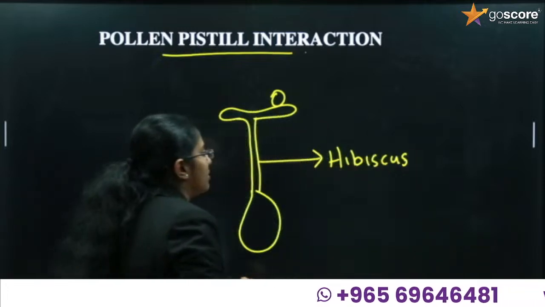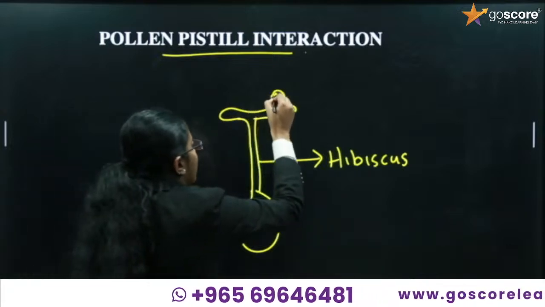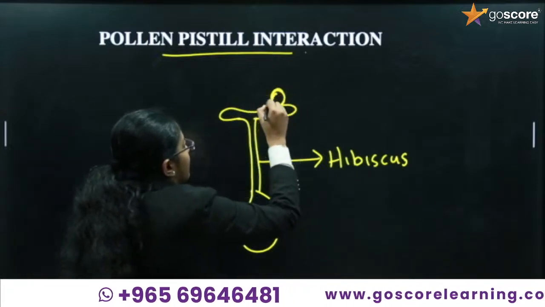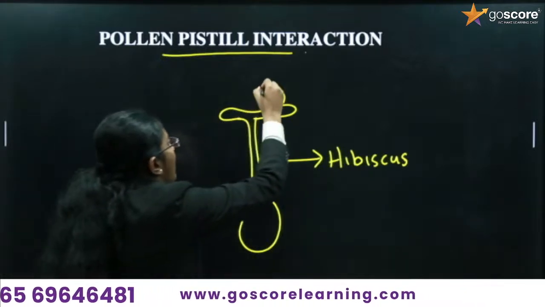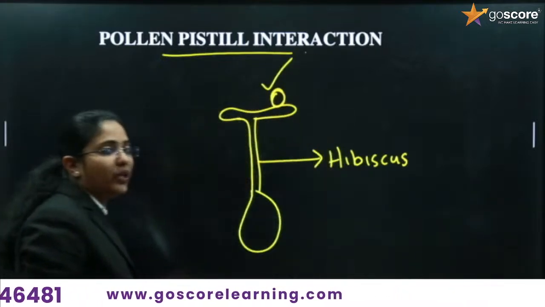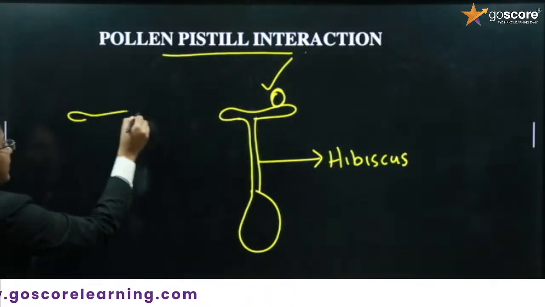Okay, this is the pistil of a hibiscus flower. If a pollen grain of a hibiscus comes and attaches to the stigmatic surface, what happens? Pollination occurs. Next one, same hibiscus plant.